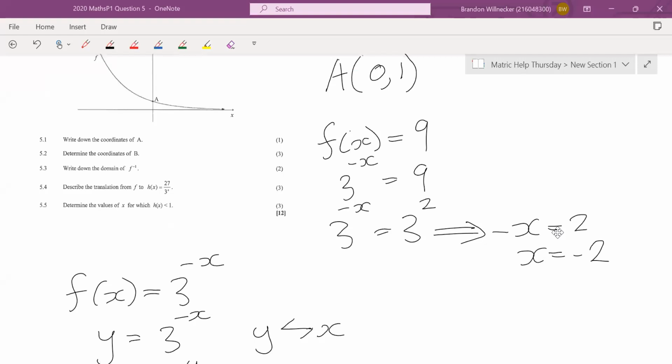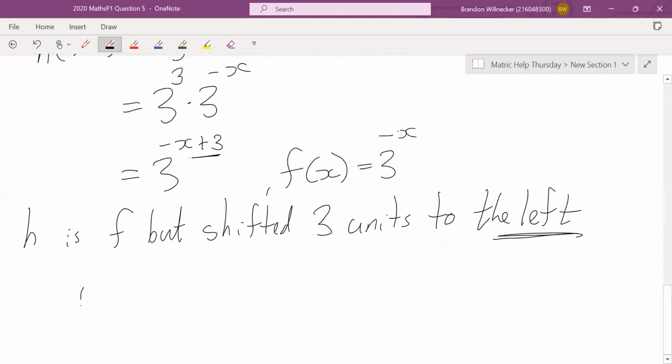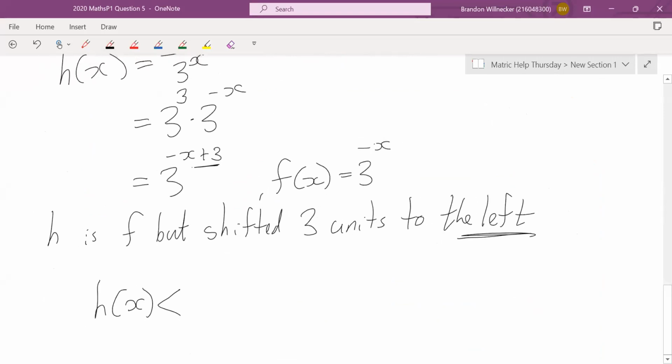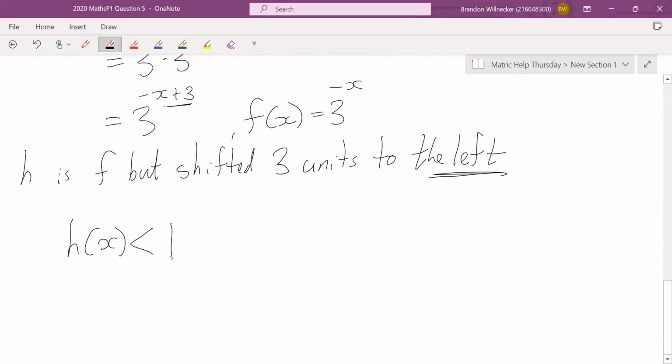Okay, 5.5. Determine the values of x for which h of x is less than 1. Let's go through that one. We know what h of x is, and now we want to know for which values of x h of x is less than 1. We've got a nice expression for that here. That's going to be 3 to the minus x plus 3, and this is to be less than 1.